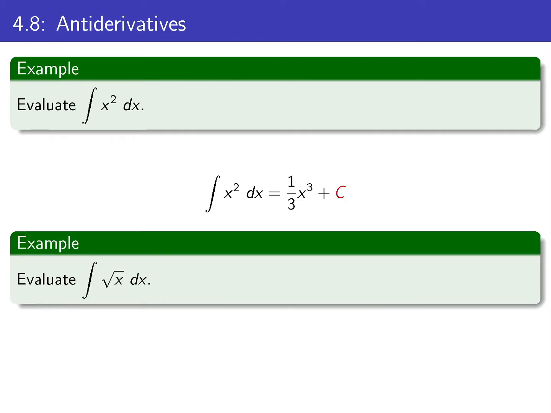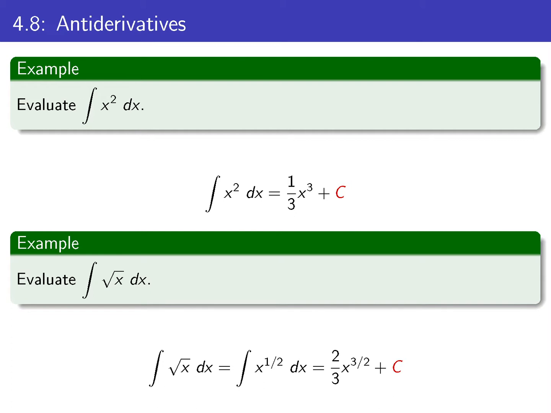Using the same trick as before, we know that x cubed has derivative 3x squared, so we can solve for the integral of x squared dx and find that it's equal to 1/3 x cubed plus c. Now why don't you try the next example? Find all the antiderivatives of the square root of x.